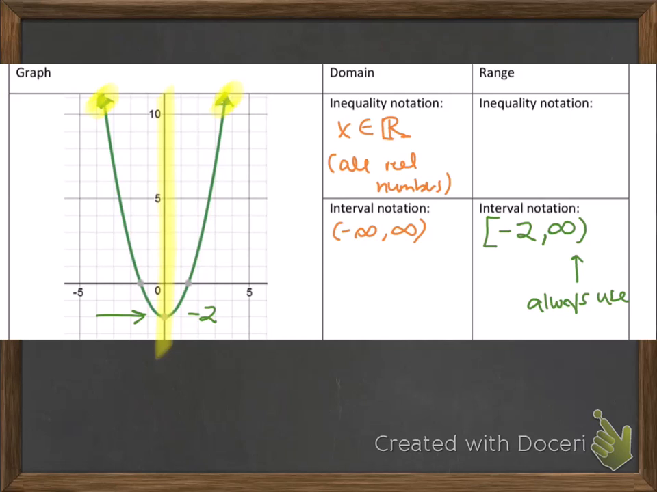Okay? So if I'm going from -2 to infinity, I would rewrite that as y is greater than or equal to -2. That's how I would express that in inequality notation.